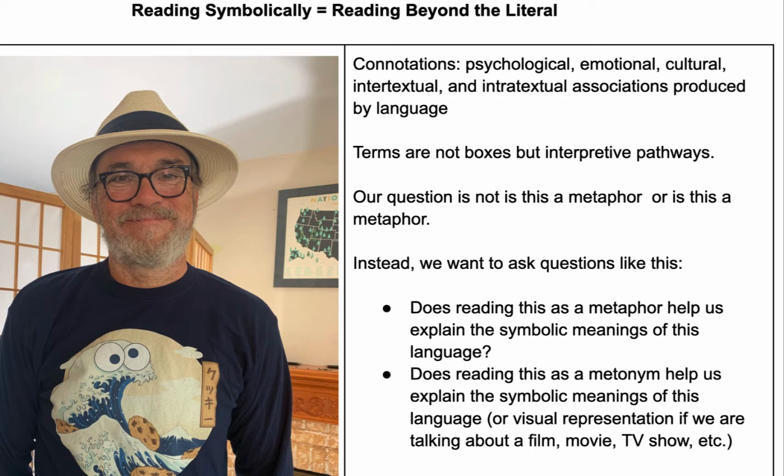In this unit of the class, we're going to learn about 5 terms or literary devices that are going to help us explore interpretive pathways. They're going to create ways for us to read symbolic meaning. And when we do that, our question is not going to be, is something a metaphor, or a metonym, or ironic, or an allusion, or an image? Our question is going to really be about how those ideas can help us interpret symbolic meanings.